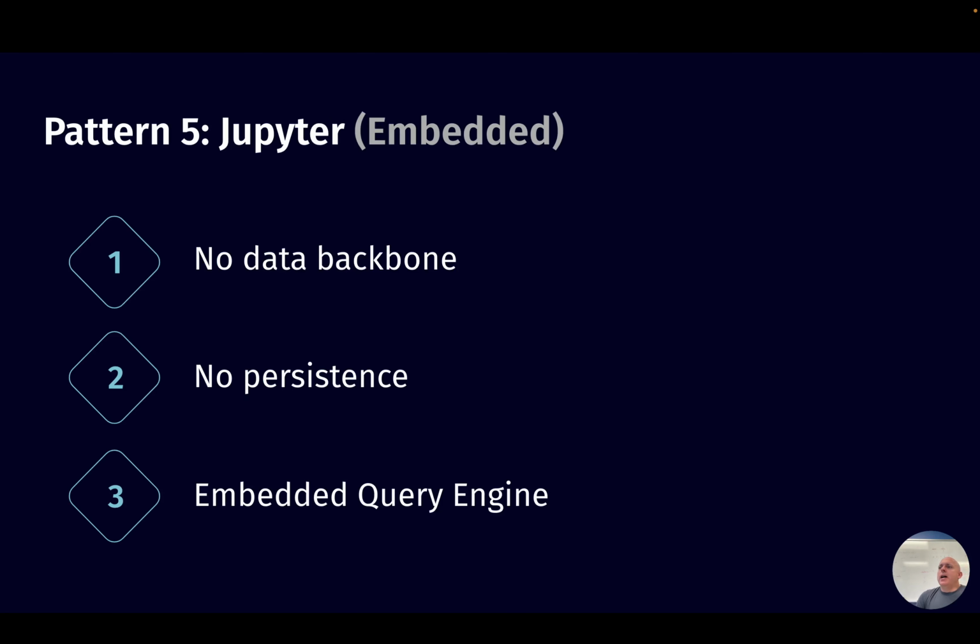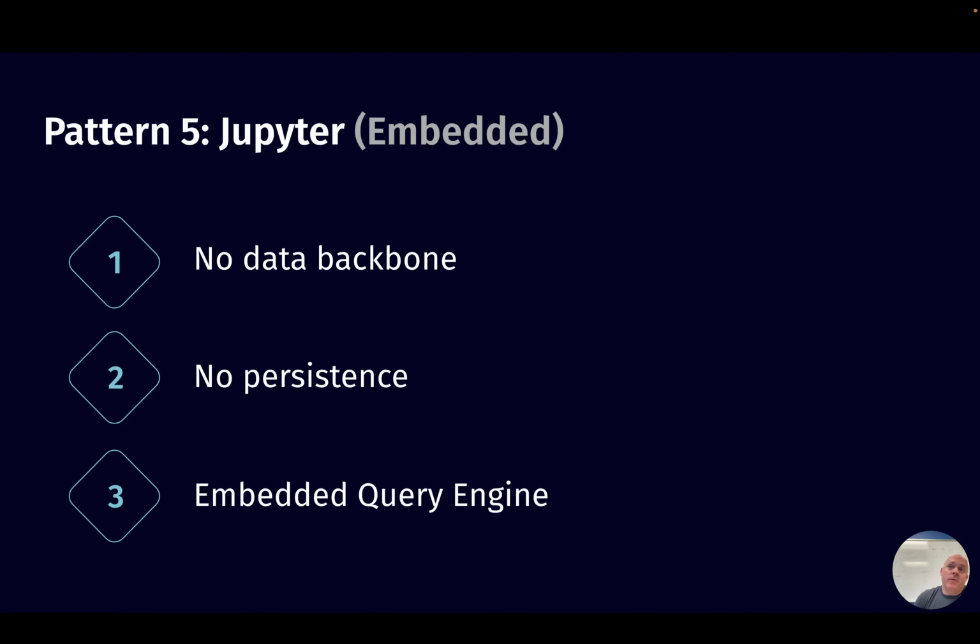Okay, fifth pattern is Jupyter. Jupyter is a key tool in the data science world. It is a way for trying out new ideas. It is also a way to combine text with calculations to communicate ideas, and it is essential in the workflows of most data scientists.